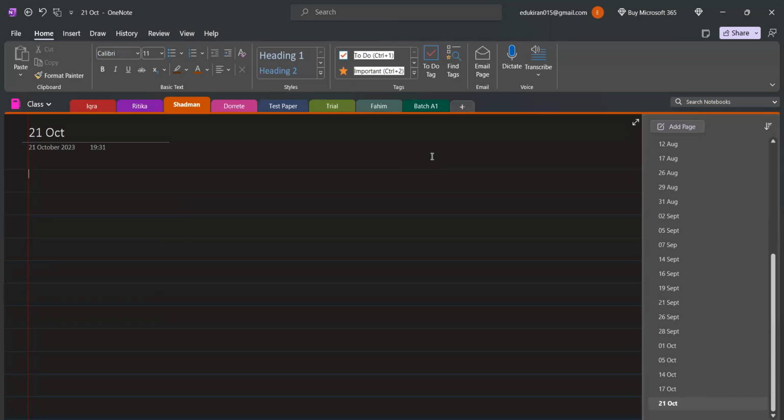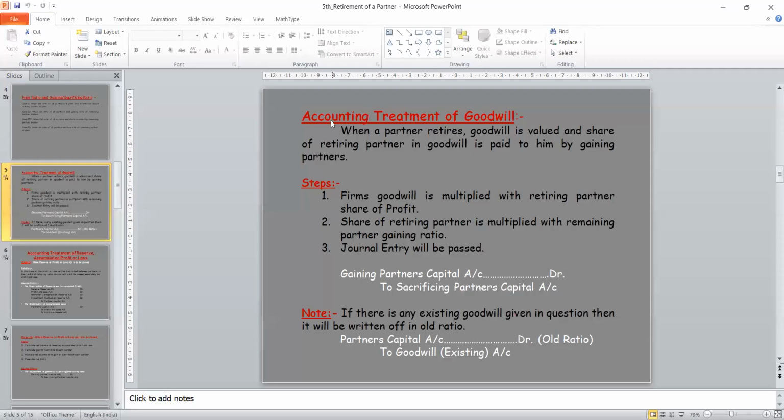Now, there are two types of goodwill. When we talk about the first one, you can see here, when a partner retires, goodwill is valued. This is valued goodwill we are talking about. Goodwill is valued and the share of the retiring partner in goodwill is paid to him by the gaining partner.